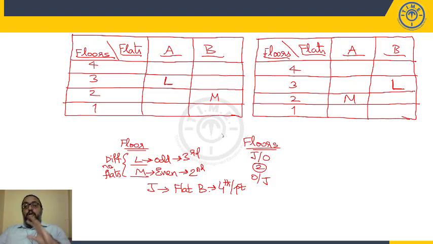That means below the floor of H you also need two floors. That means H has to come on the third floor. So the only flat available on the third floor in the first possibility is flat B. So H will come there.